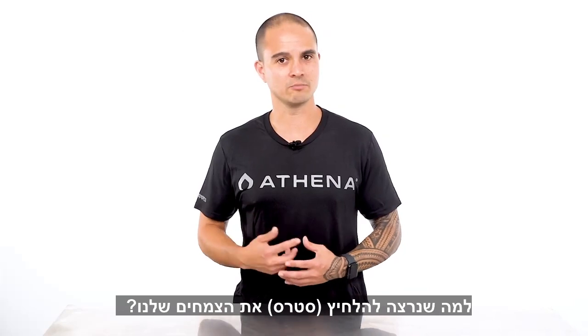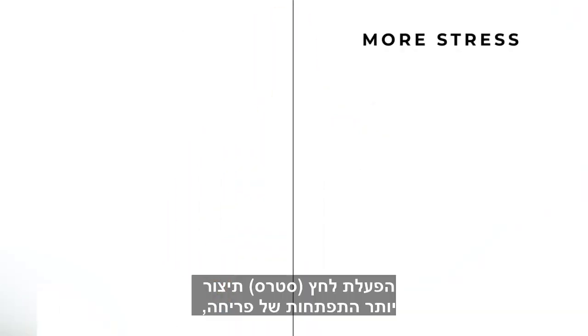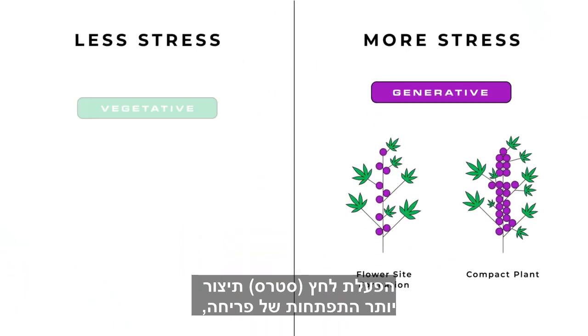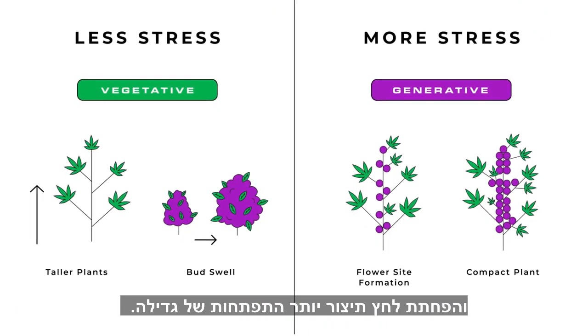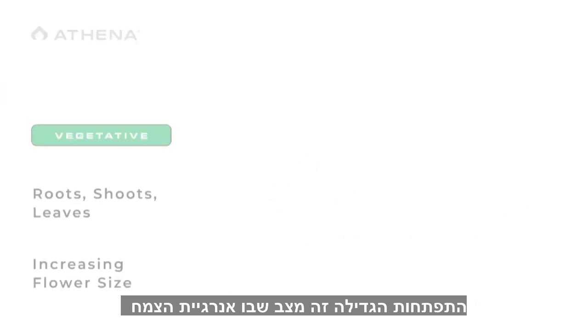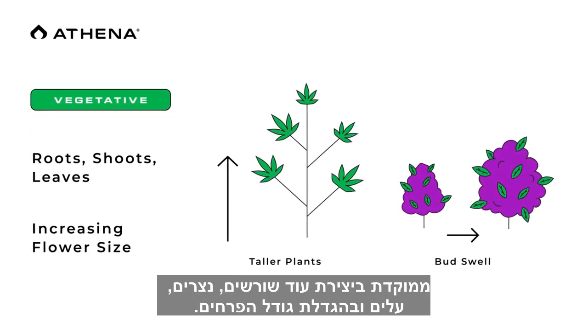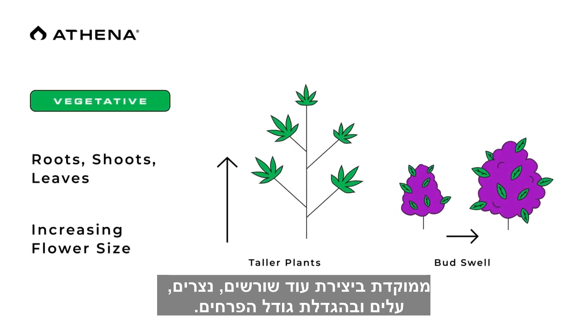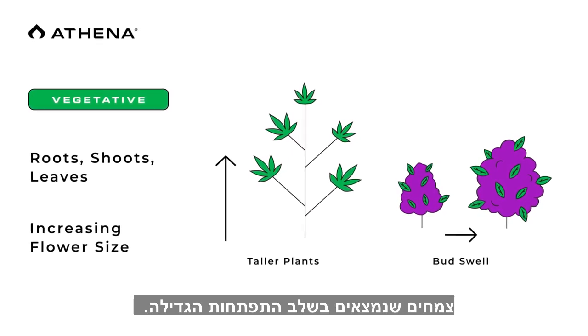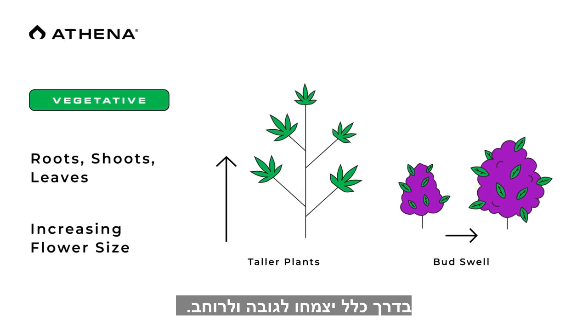Why would we want to stress our plants? Stress can actually be a good thing when it's timed right. Inducing stress will push more generative growth cues, while alleviating stress will trigger a vegetative growth response. Vegetative growth is when a plant's energy is focused on producing more roots, shoots, leaves, and increasing flower size. Plants that are in a vegetative growth phase will typically grow taller and wider.